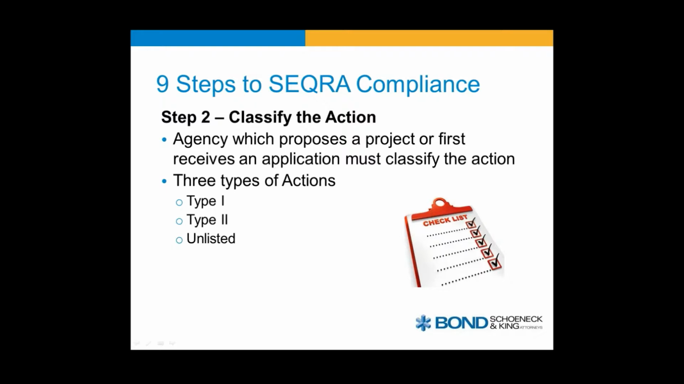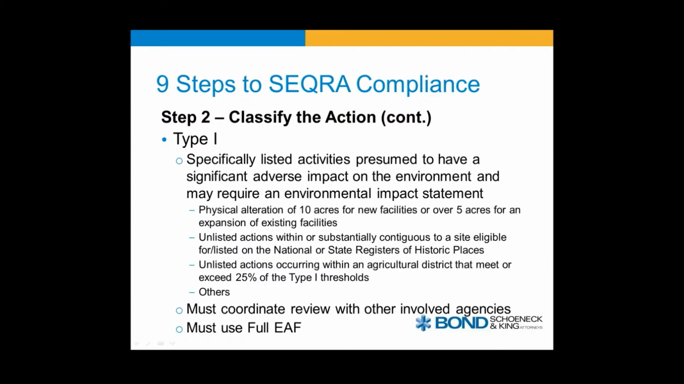And then the next step is to classify that action. And this can be an action that the agency is undertaking, or the action that an applicant is applying to the agency for some kind of approval or funding. So the agency looks at the action that it's being asked to undertake, and then it needs to decide whether that action is a type 1, a type 2, or an unlisted action.